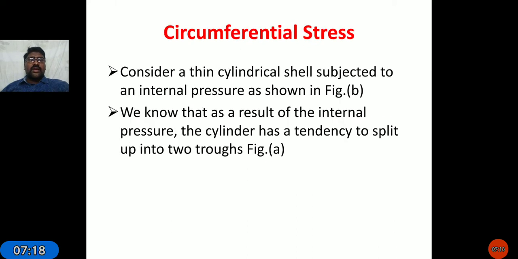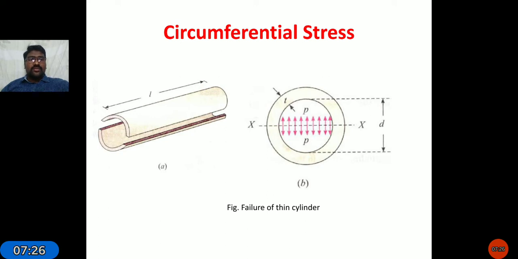Next, coming to circumferential stress, consider a thin cylindrical shell subjected to an internal pressure as shown in figure B. Observe, it is a thin cylindrical shell having some fluid inside. Due to this fluid, some amount of pressure is developed along the circumference throughout its length. It has inside diameter small d and outside diameter capital D, and the pressure is P. Due to this internal fluid pressure, it will be split into two troughs.